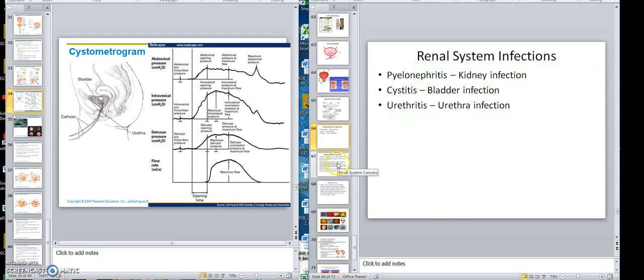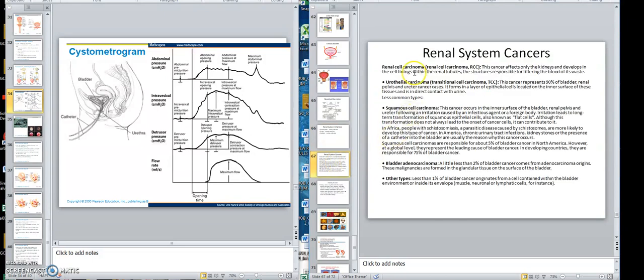All right. Here are a few renal cancers: renal cell carcinoma, urethral carcinoma, squamous cell carcinoma, bladder adenocarcinoma, and then you have some other types. So again, I'm just showing you the various cancers, some of them that you have in the kidney. These are cancers. Okay.